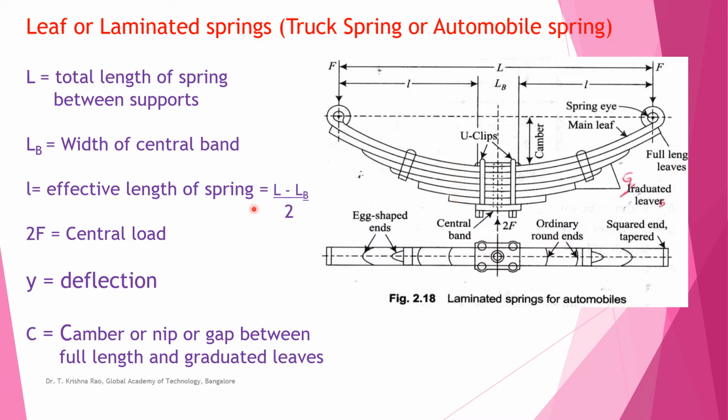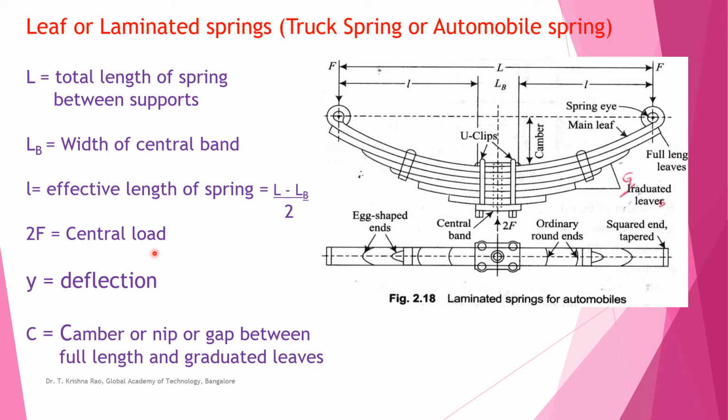Then the effective length. What we do, we cut the spring into 2 halves and each half is considered as one cantilever. So this is fixed here and we are applying load here like a cantilever. One half looks like a fixed end of a cantilever and this end is where the load is applied, and this length is called the effective length of the cantilever. That is equal to capital L minus LB, divided by 2, which gives you the effective length of the spring, small l.